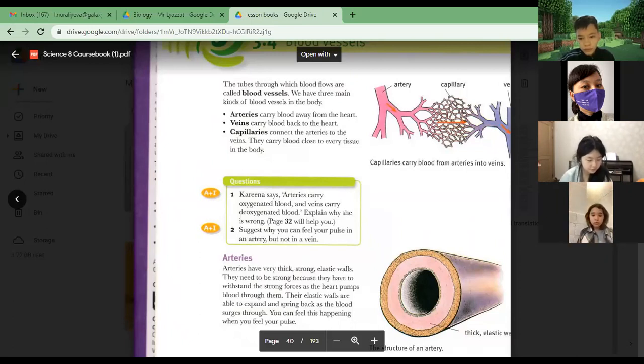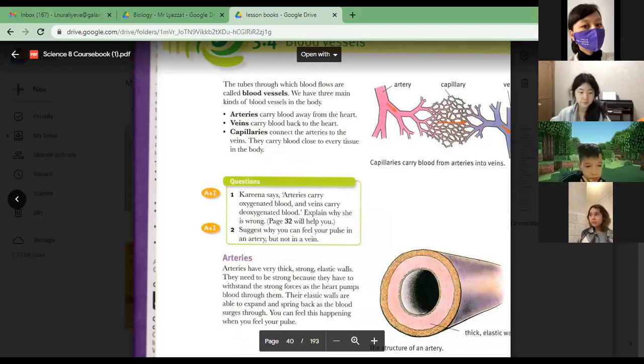Their elastic walls are able to expand and spring back as the blood surges through. You can feel this happening when you feel your pulse. You see, the wall of arteries is thick and elastic. And from the heart, with very high speed, arteries deliver blood. Is it clear?